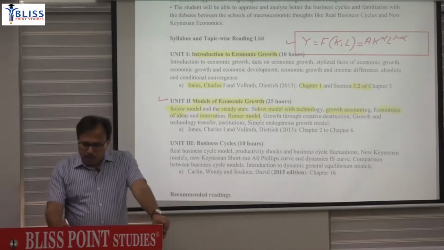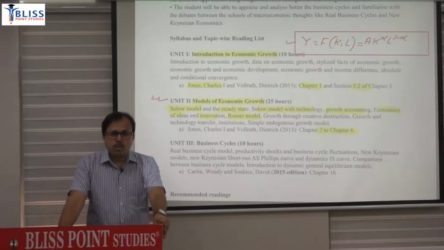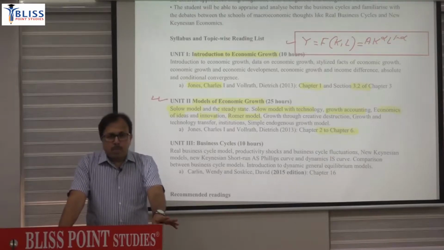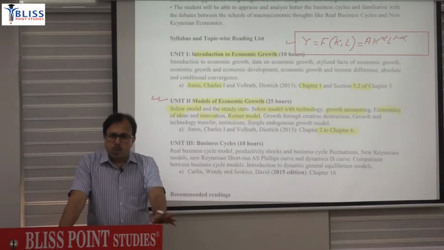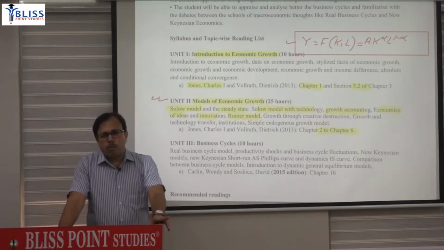So the second part is going to be very important, and in this section you have to read chapter number 2 to chapter number 6, 2 to 6. So 5 chapters are basically there. Chapter number 2 will be dealing with the entire Solow model. Then chapter number 4 is mainly economics of ideas, then the Romer model and so on.